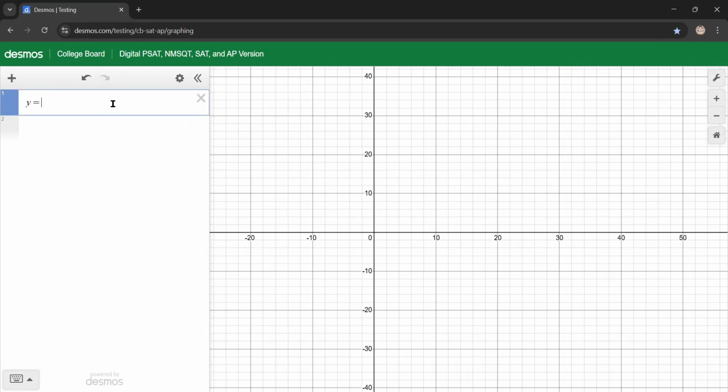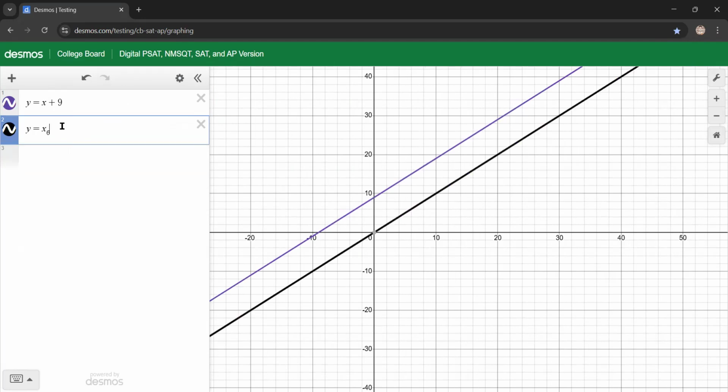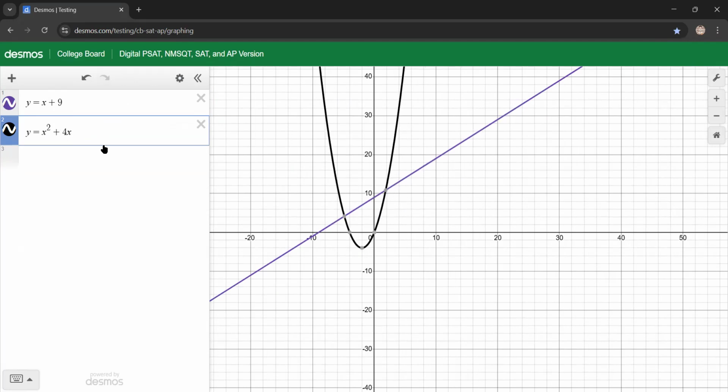Let's write a few equations. y equals x plus 9. This is one of my equations. And y equals x squared plus 4x. Okay, I have my two equations.